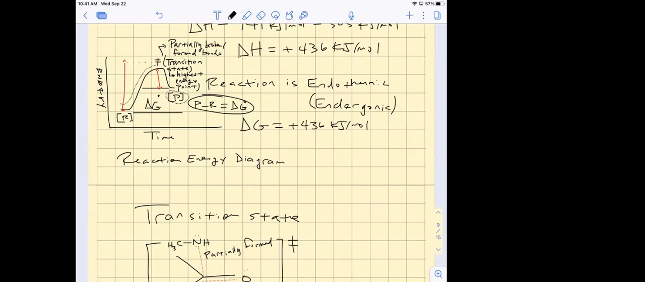All right, these are great questions, by the way, because it forced us into talking about the Hammond postulate, which is a very important topic anyway.